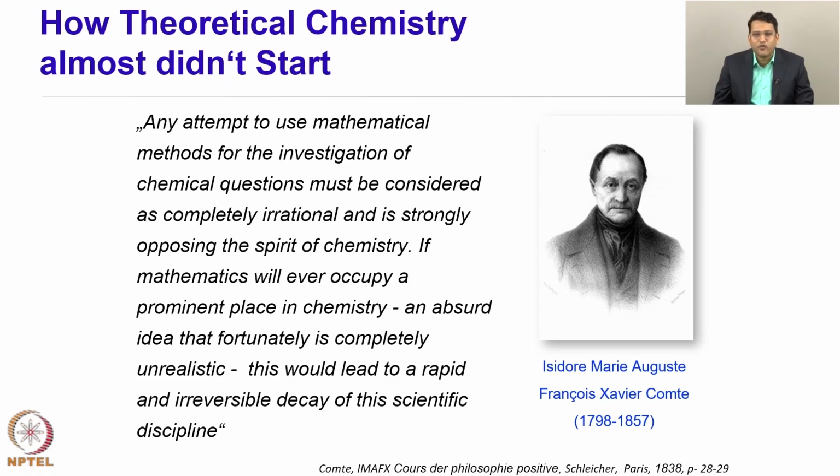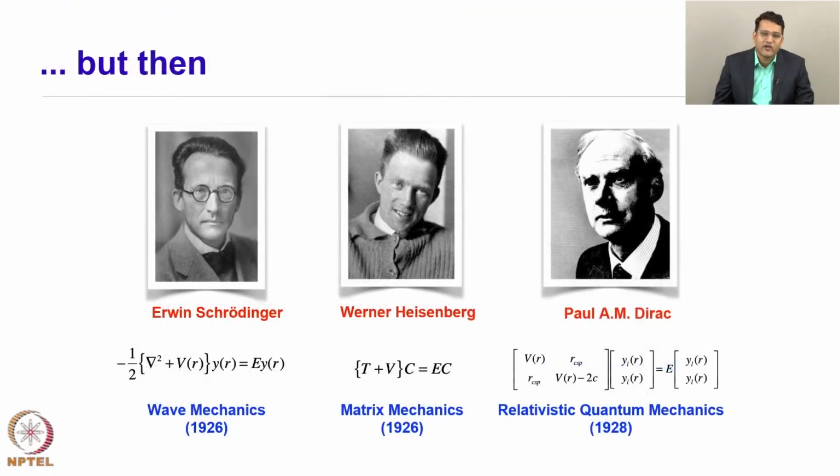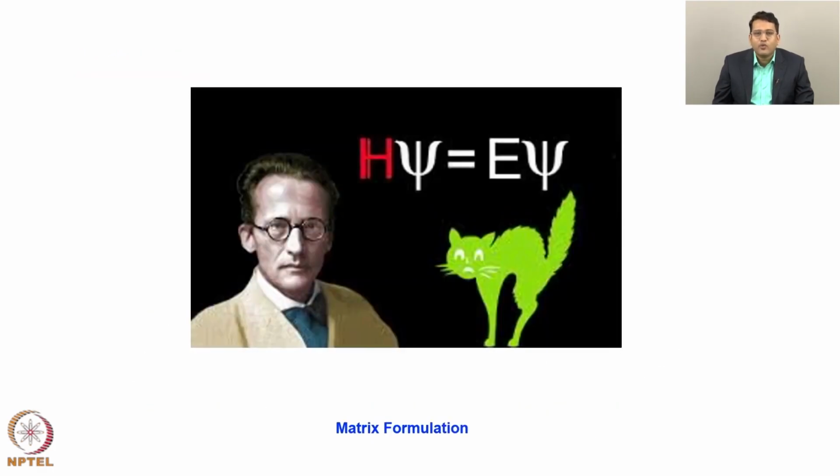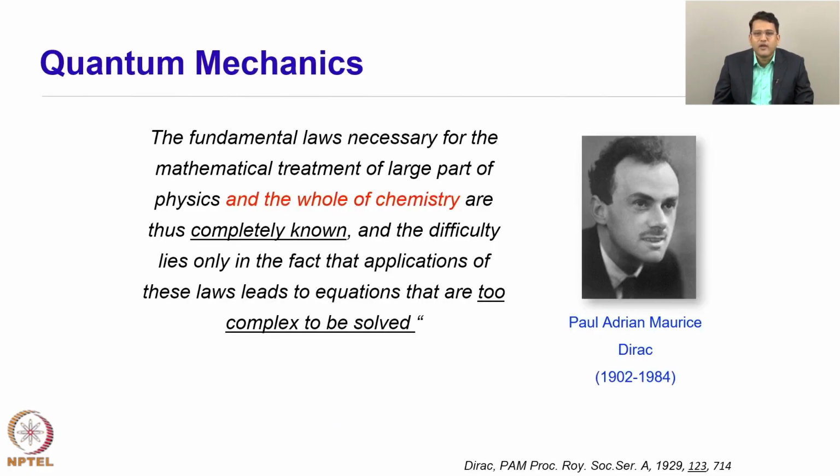Well, he was proven wrong very soon by these three strange looking gentlemen. Erwin Schrödinger developed wave mechanics, Werner Heisenberg developed matrix mechanics, and Paul M. Dirac married general relativity with the theories of quantum mechanics. Although we talk of the Schrödinger equation, what we actually solve in the computer is closer to the matrix formulation of Heisenberg.